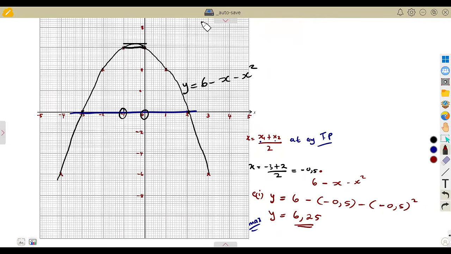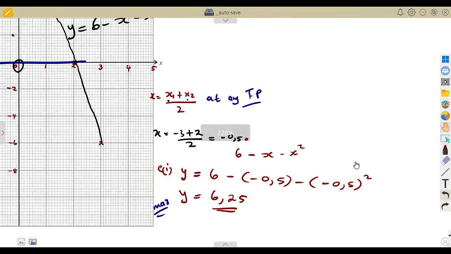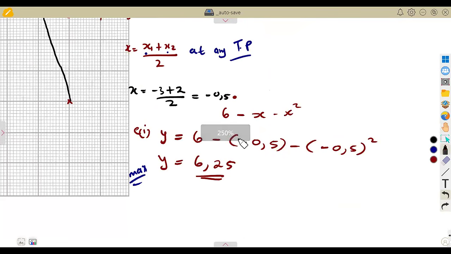All right, so that was our maximum value. Then item 2, the equation of the line of symmetry. This is exactly the one that I was talking about here. So already when you're calculating this x value, you're obtaining the equation of the line of symmetry. Remember, that is the x at the turning point.